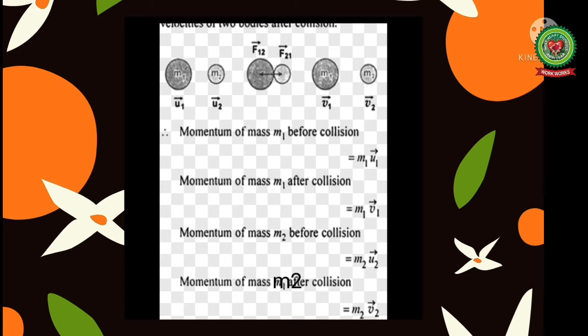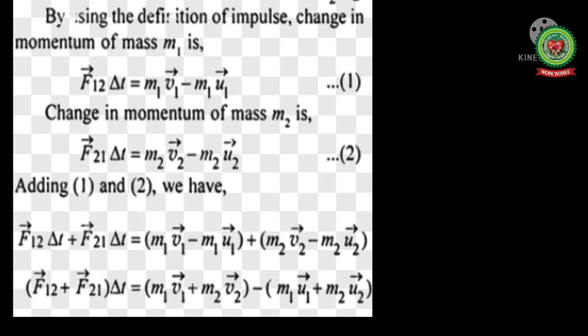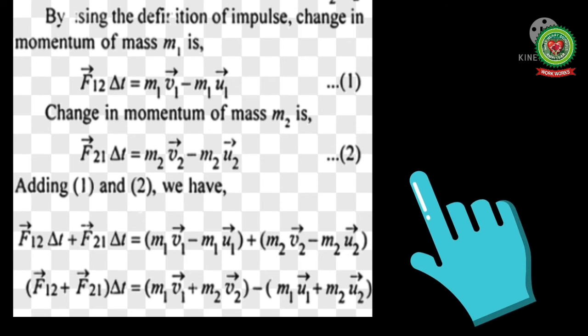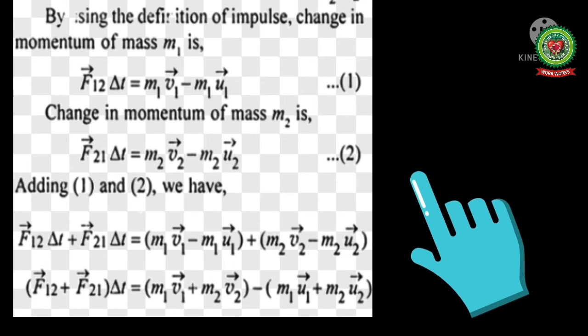Students, momentum of mass m1 before collision will be m1u1 and momentum of mass m1 after collision will be m1v1. Momentum of mass m2 before collision will be m2u2 and after collision will be m2v2. As we have done the definition of impulse, we will be using here this definition of impulse, which is related with change in momentum.